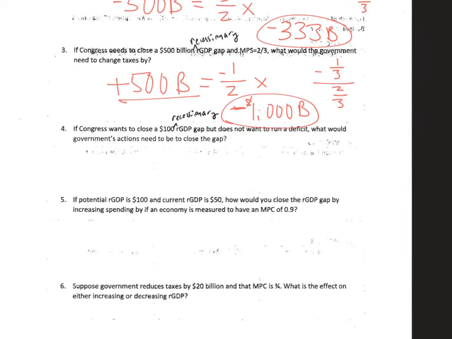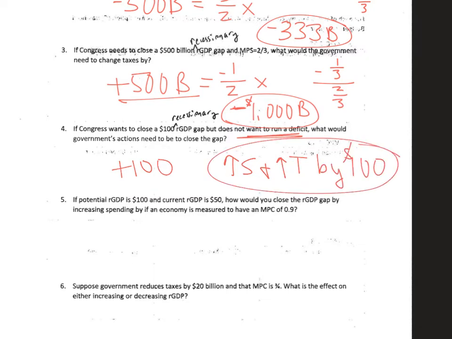Then, if Congress wants to close a real recessionary gap of $100, but doesn't want to run a deficit, that is a key, they're going to use the balanced budget multiplier, because that's what you would do if you didn't want to run a deficit. So we would simply increase spending and finance that increase in spending by an increase in taxing by the recessionary gap of 100.